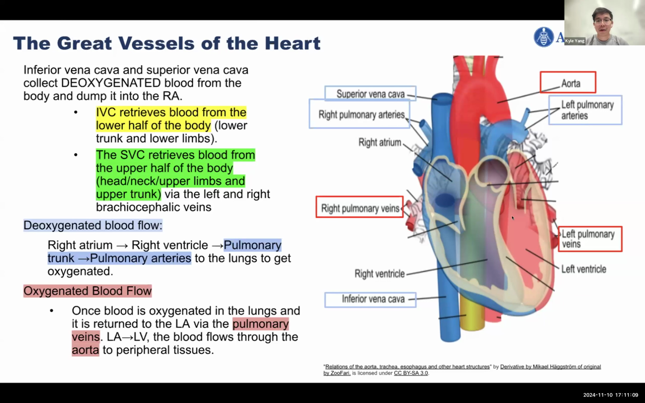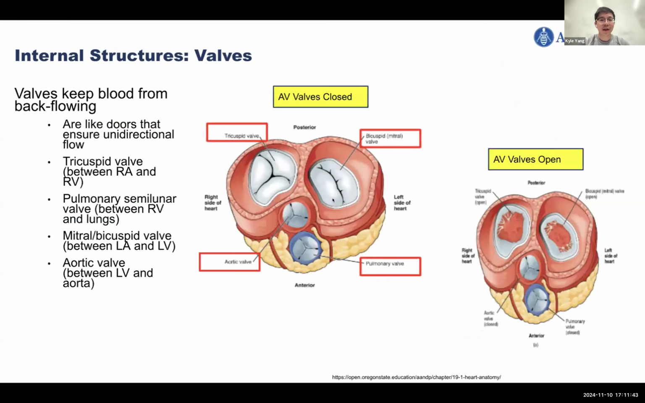As for the oxygenated blood flow, after the blood has been oxygenated by your lungs, it comes back into your left atrium, left ventricle, before finally exiting through the aorta, where it is then distributed to the rest of your body. Oh, and the vessels that carry oxygenated blood to the left side of your heart are the left and right pulmonary veins, shown here. They're located on the posterior aspect of the heart, so it's a little bit hard to see in this picture.